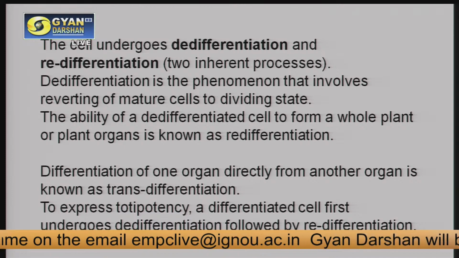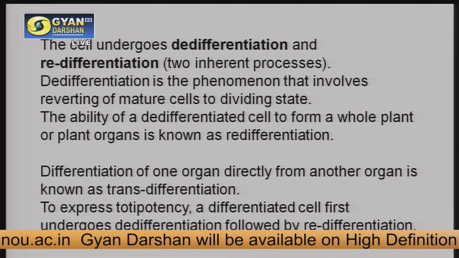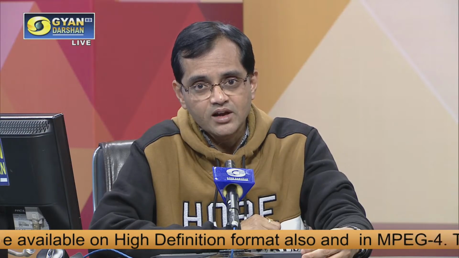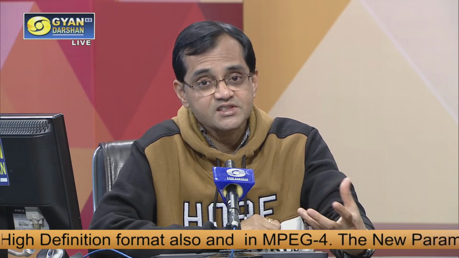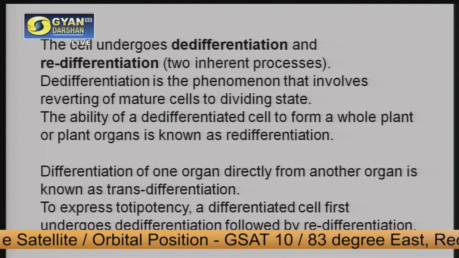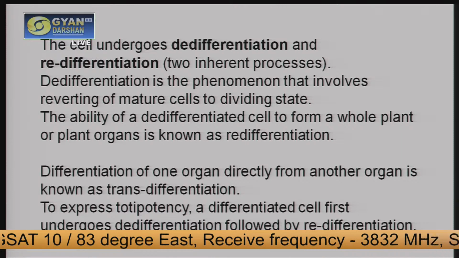The ability of a dedifferentiated cell to form a whole plant or plant organ is known as redifferentiation. So when you put them in the media, it's a dedifferentiation process, but once the dedifferentiation has started, then it will again have the ability to regenerate an entire plant, and this process is known as redifferentiation. So I hope you get the difference between the two, and these are actually connected with the totipotency potentiality. Now, differentiation of one organ directly from another organ is known as transdifferentiation.